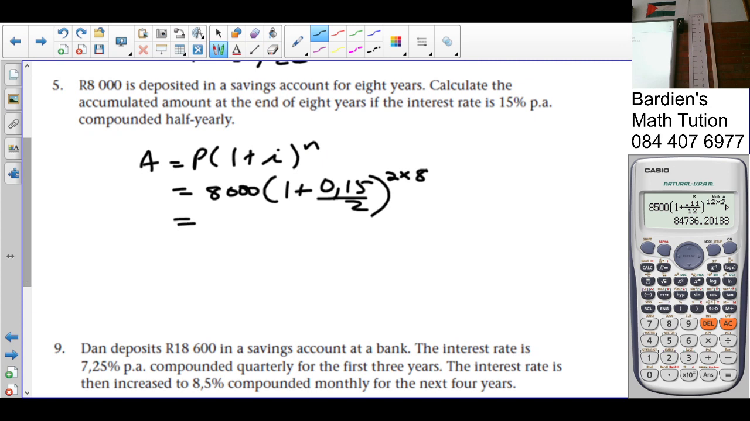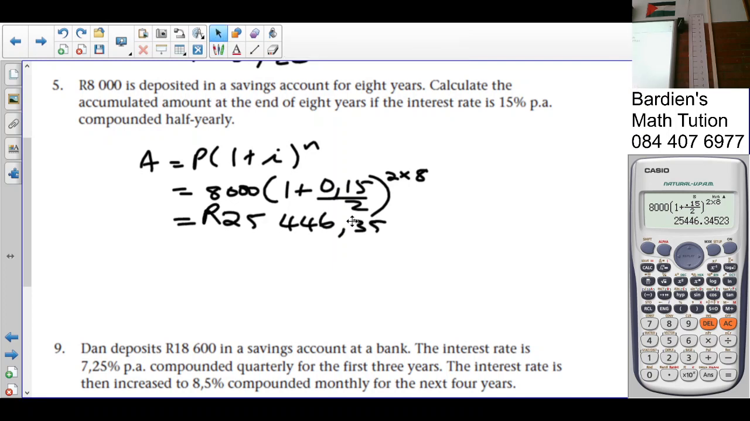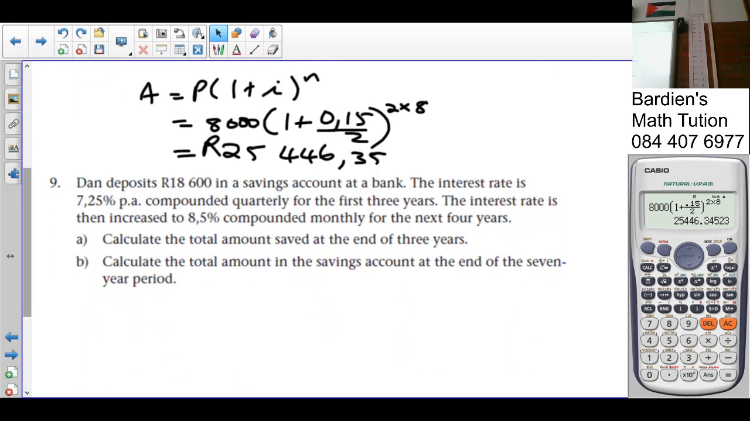Which now gives us, let's work this out, 8,000 into 1 plus 0.15 over 2 to the exponent 2 times 8. That gives 25,446.3635. Okay, all okay with that? Any confusion? No? Number 9.